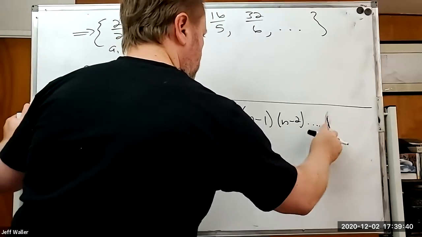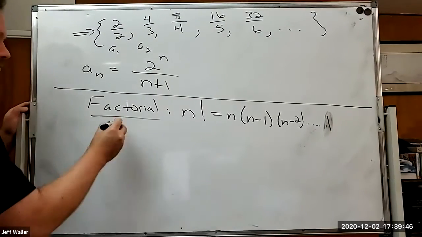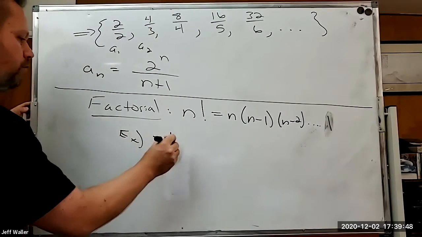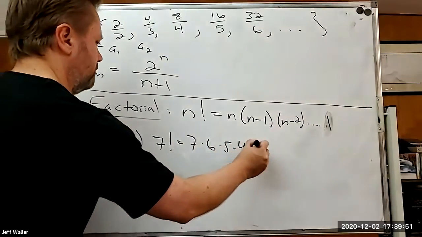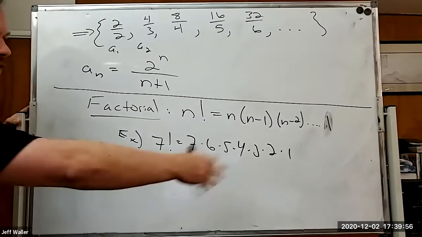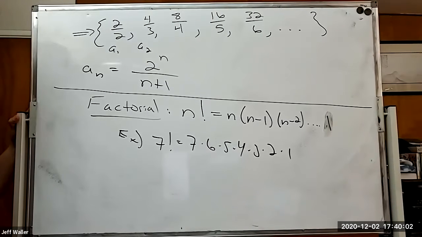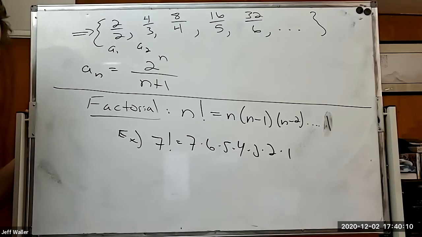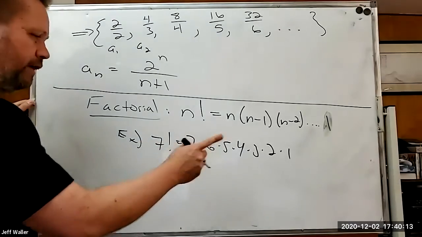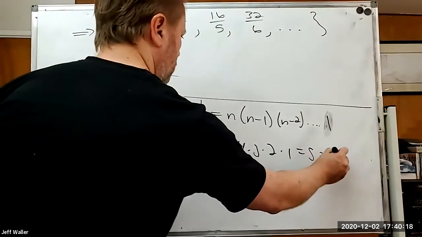n times n minus 1, all the way down to 1. So for example, 7 factorial would be 7 times 6 times 5 times 4 times 3 times 2 times 1. And whatever that is. 120, 720, is that 5,040? I lost track of it. I feel like I should know. I think that's what it is. It's 5,040. Sweet.